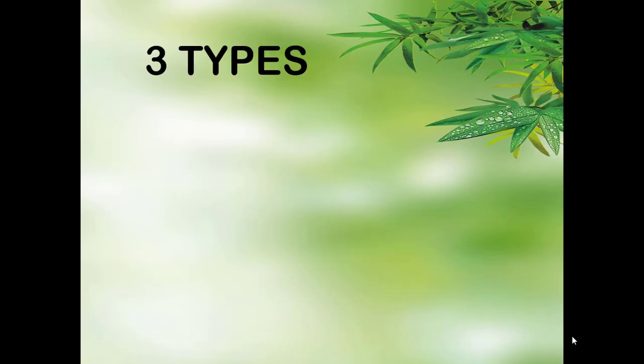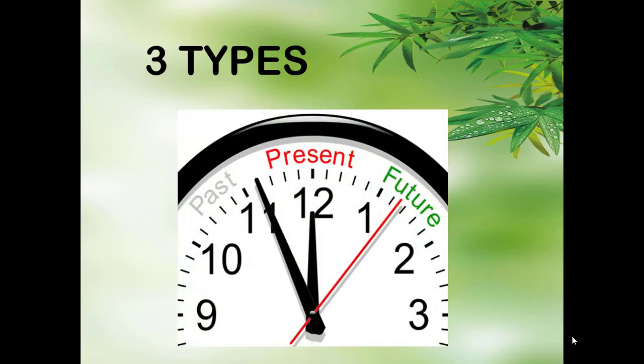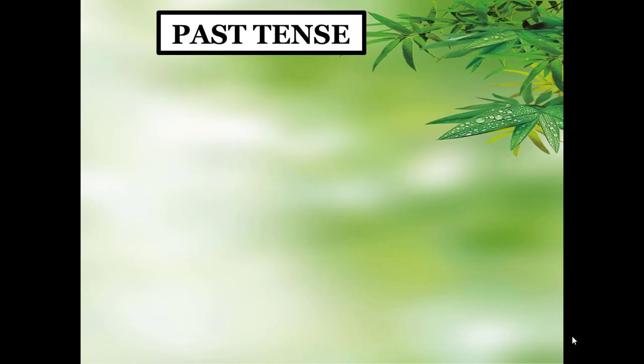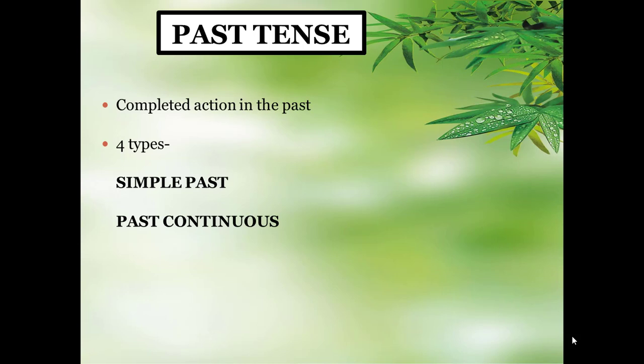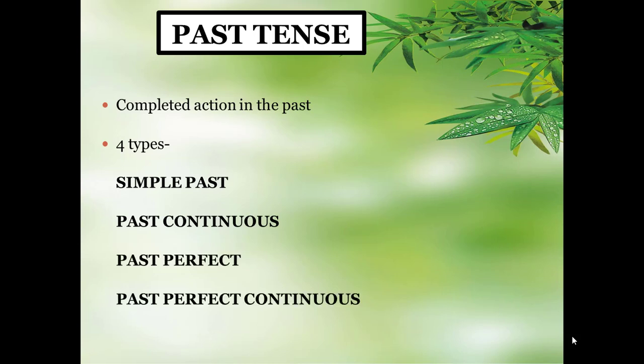There are three types of tenses in English language: past, present and future. As I already told you, in this video lecture, we will be concentrating on past tense. What do you mean by past tense? Past tense refers to a completed action in the past. The completed action is already over. So there are four types of past tenses: simple past, past continuous, past perfect and past perfect continuous.